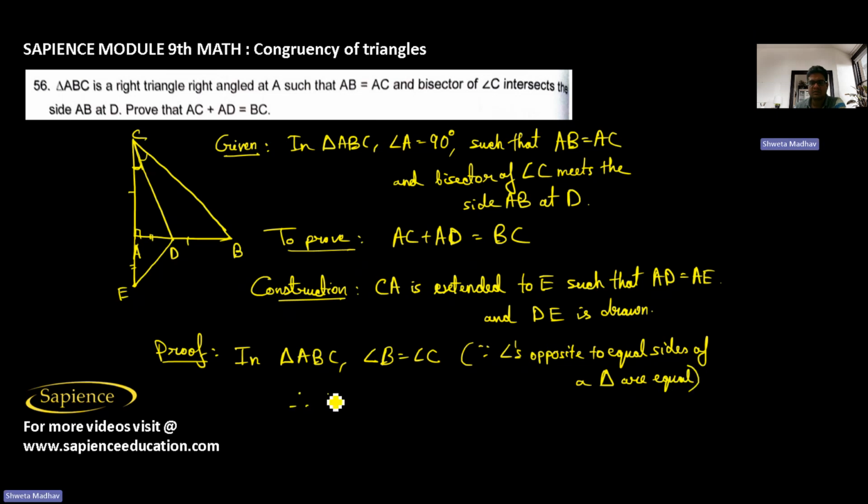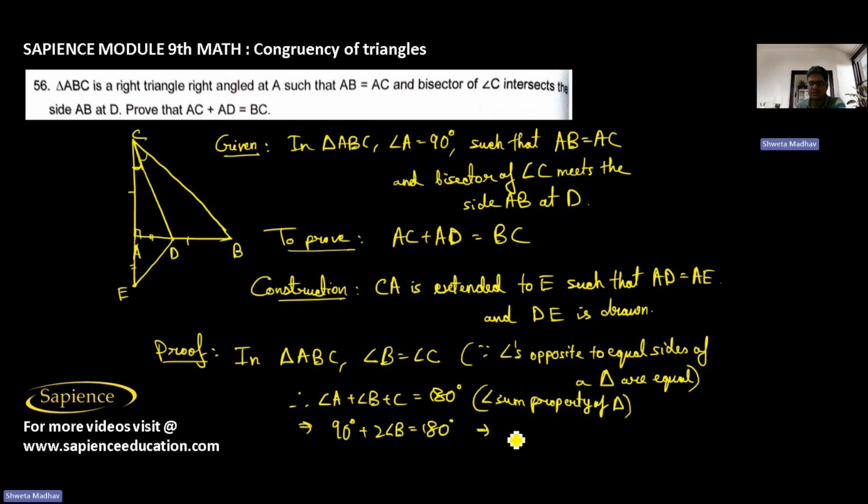So now we can say that angle A plus angle B plus angle C is equal to 180 degrees by the angle sum property of a triangle. Now angle A is 90 degrees and angle B and angle C are the same. So twice angle B is equal to 180 degrees minus 90, so angle B will be equal to 90 degrees divided by 2, that is 45 degrees, which is also equal to angle C.